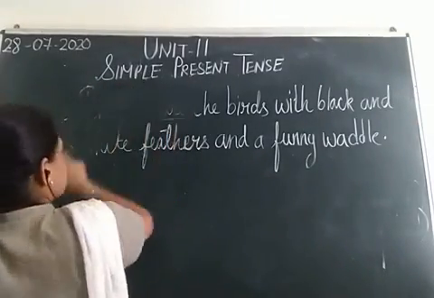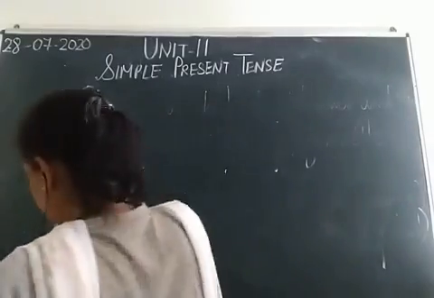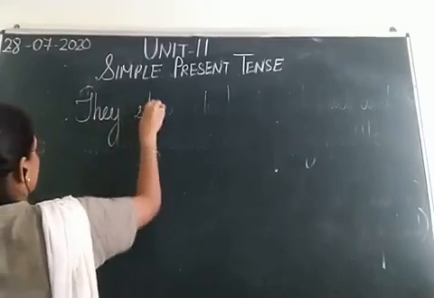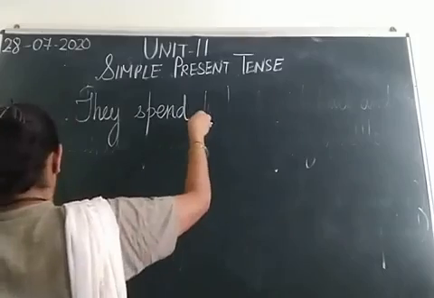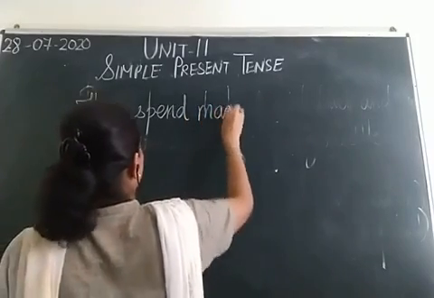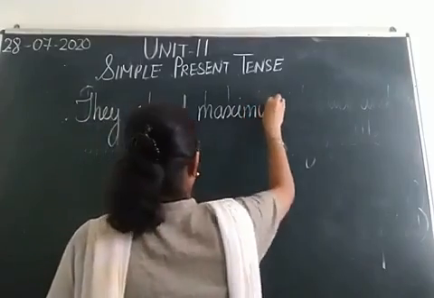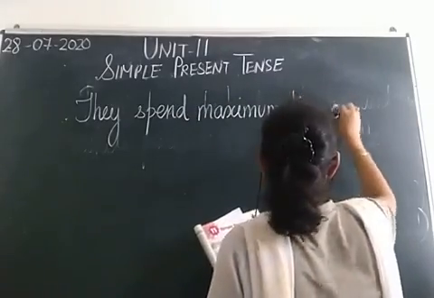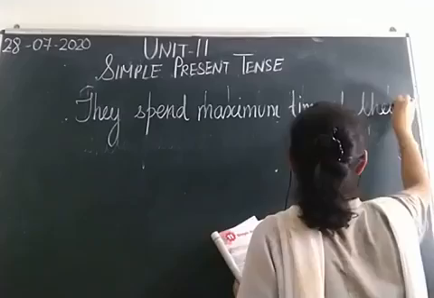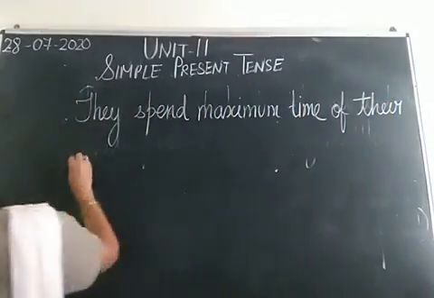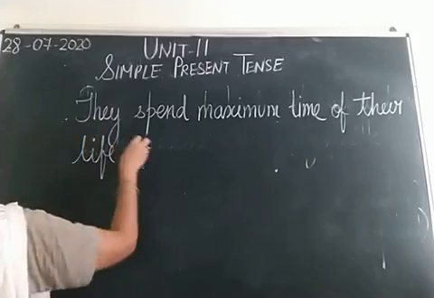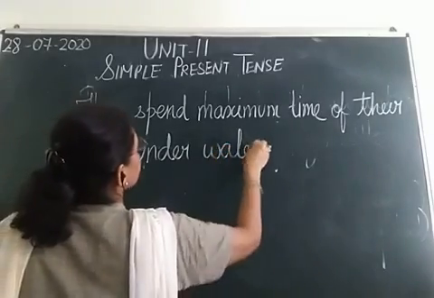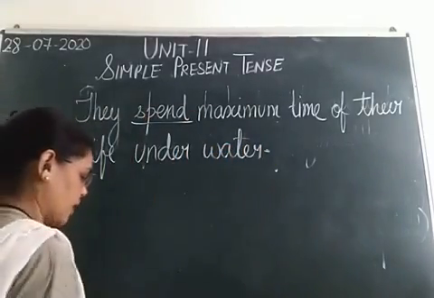Now the second sentence of the paragraph. And the second sentence is, they spend maximum time of their life under water. Now this is the second sentence of the paragraph and the verb underlined is spend.